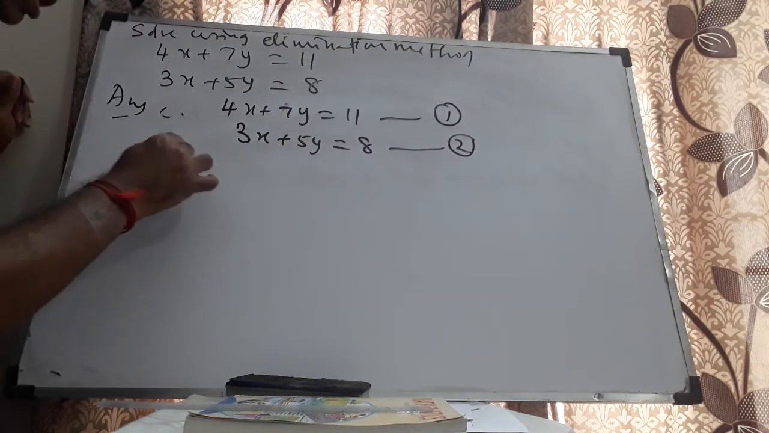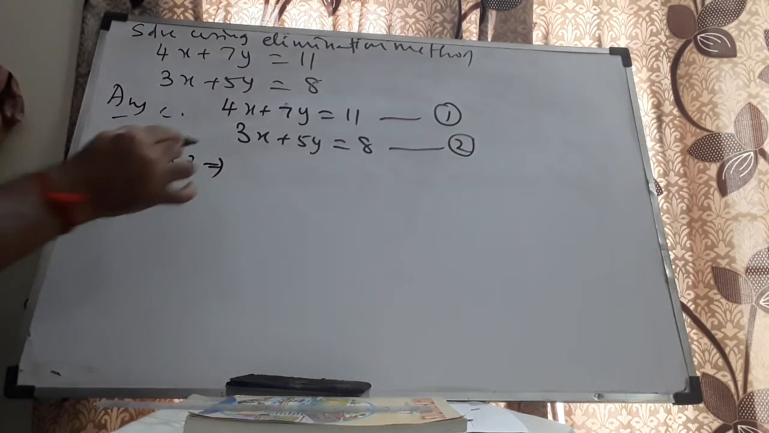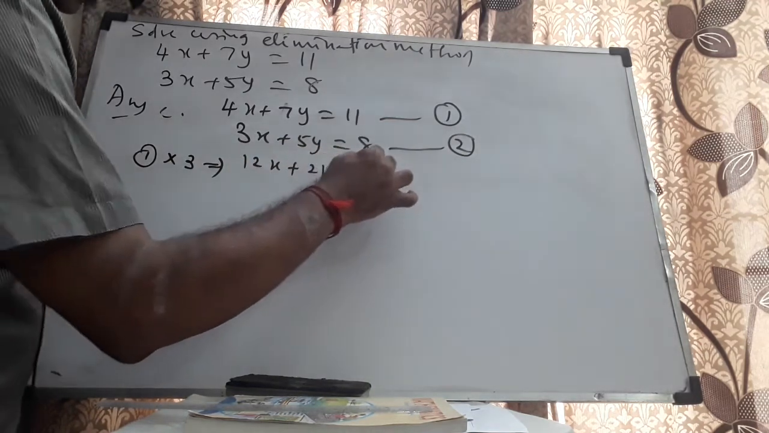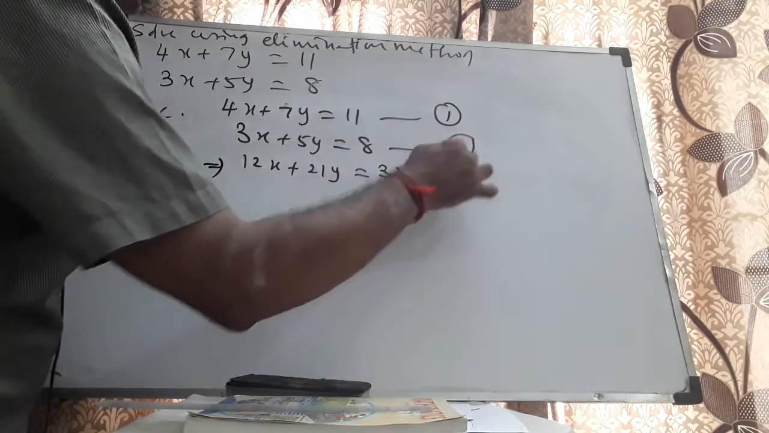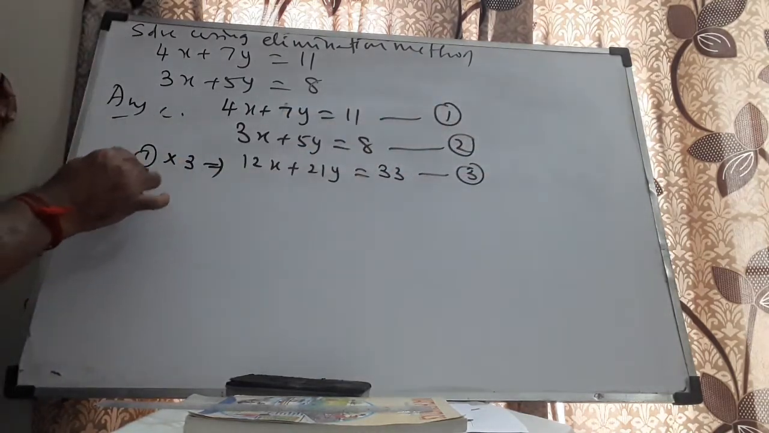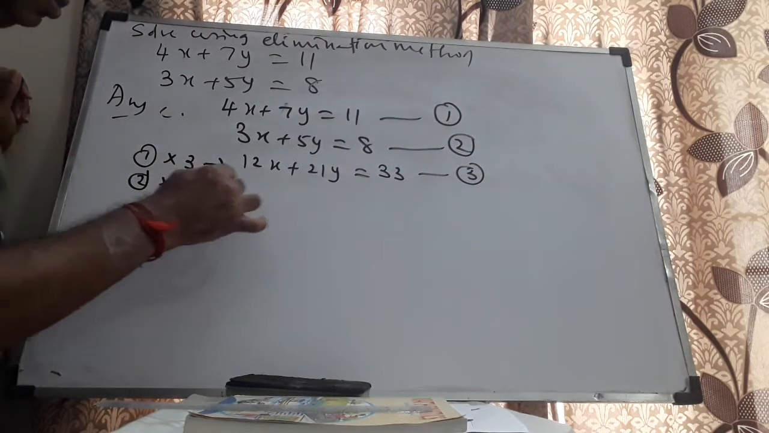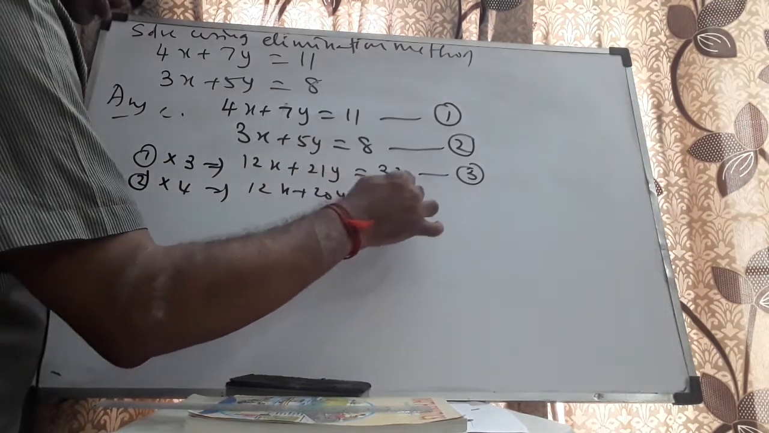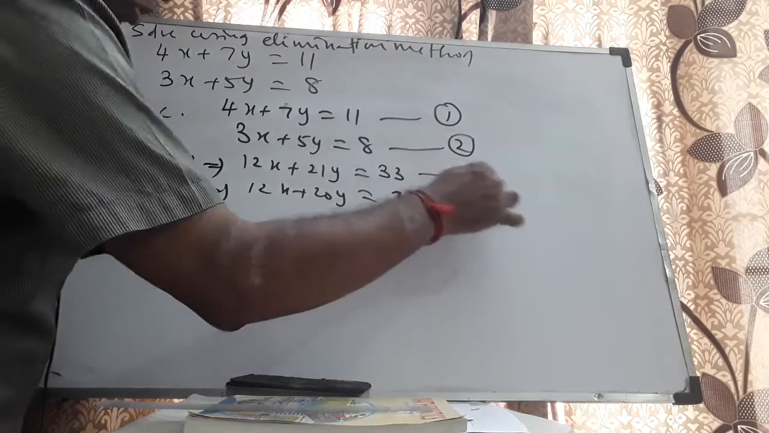What I will do is multiply 3 throughout equation 1. Therefore, I'll get 12x plus 21y is equal to 33. This is a different equation, I call it equation 3. I'll multiply equation 2 by 4. I'll get 12x plus 20y is equal to 32. Okay, this is equation 4.